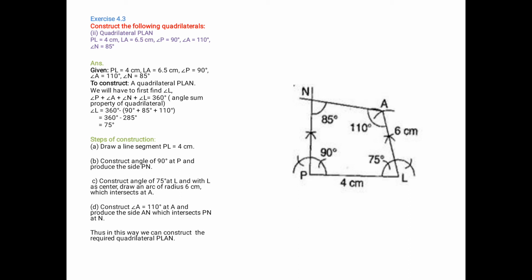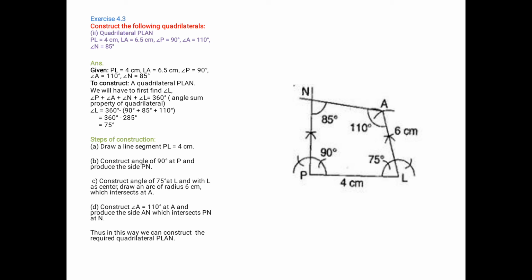Here, on placing the values of angle P, angle A and angle N, we can find the value of angle L, which will be angle L equals 360 degrees minus (90 degrees plus 85 degrees plus 110 degrees), which equals 360 degrees minus 285 degrees, which gives us the value of angle L as 75 degrees. Now we will follow the following steps of construction in order to construct the quadrilateral PLAN.